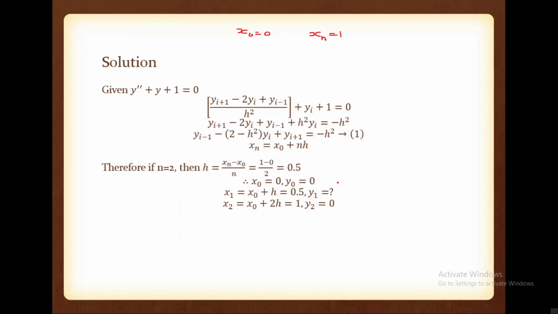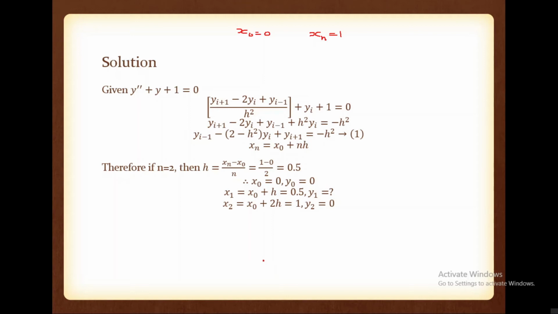So please note, here we have only one unknown. If you are taking n equal to 4, then we have 3 unknowns. In the previous slide I told you, if the number of points is n plus 1, the first and last values are given. So the remaining values that we have to find is n minus 1. If n equal to 2, we have to find 1 point. If n equal to 4, we have to find n minus 1, that is 3 points. So here we have only one unknown, y1, that we are going to find.